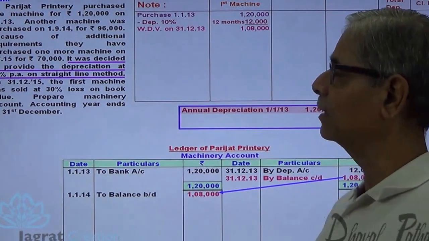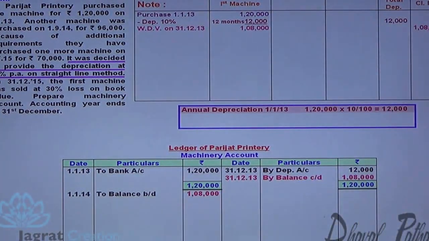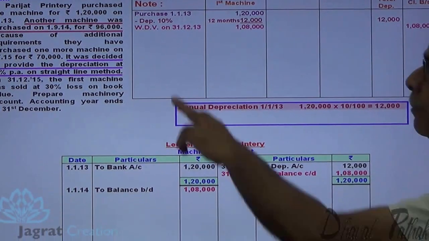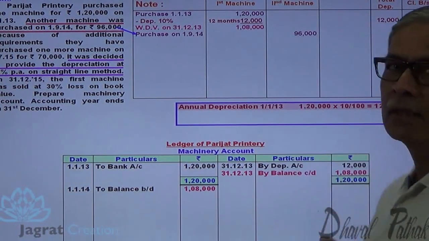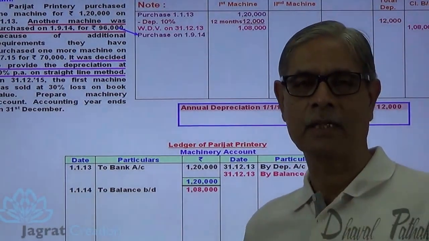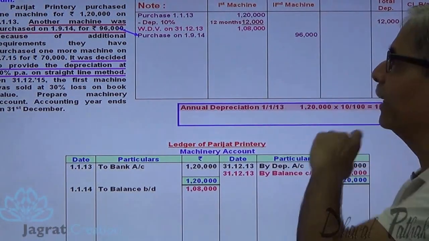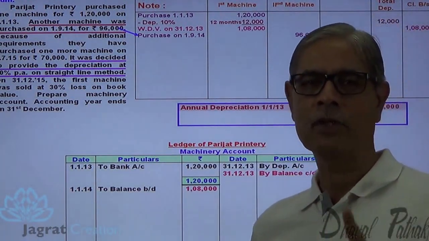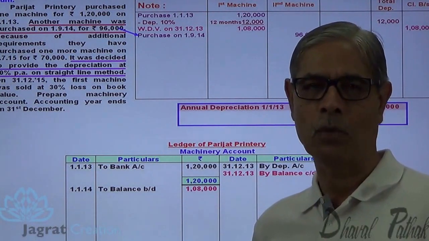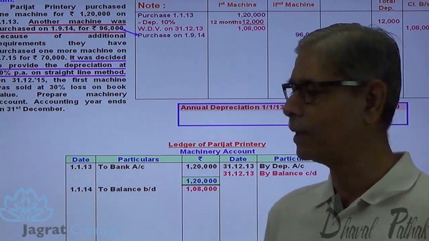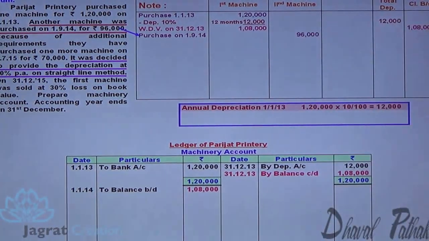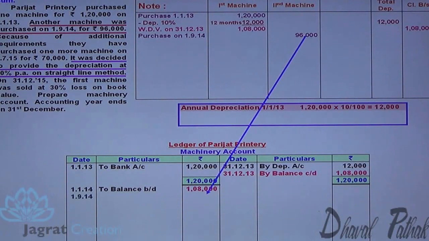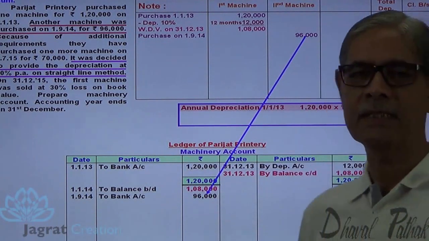Now in the second year the second machine is purchased on 1/9/2014. Now this machine is used till the end of the year, 31st of December. So from 1/9/2014 to 31st of December, 4 months depreciation will be provided for. But before I provide for depreciation, let me write down the purchase of machinery in my machinery account. So machinery account debit to bank account credit. Machinery purchase is recorded.